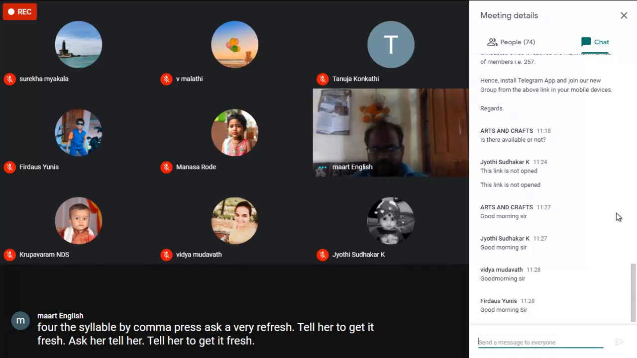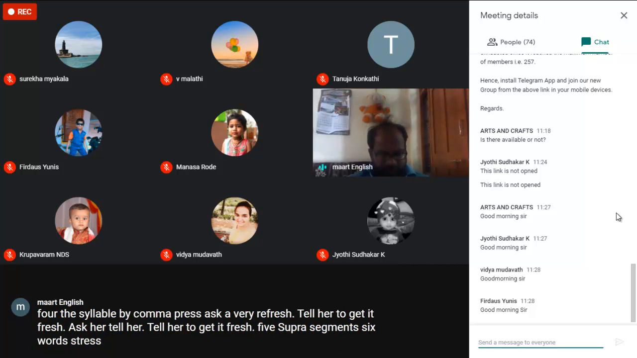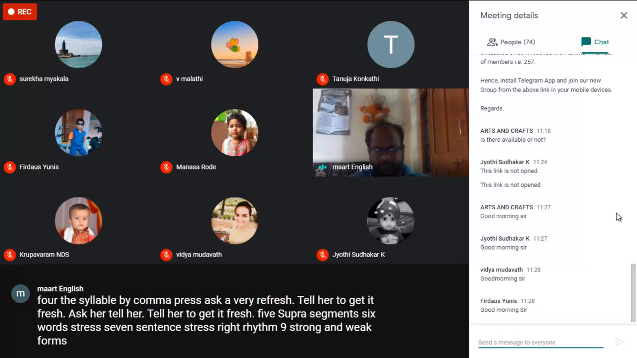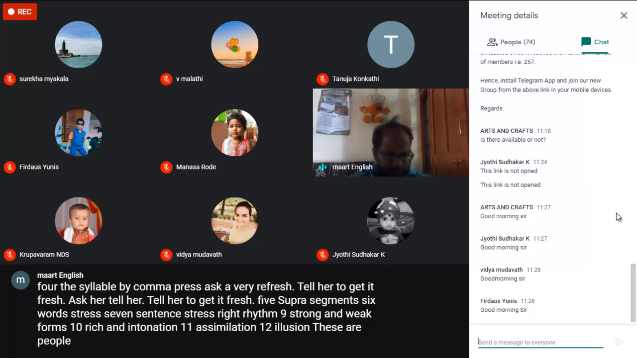5, suprasegmentals. 6, word stress. 7, sentence stress. 8, rhythm. 9, strong and weak forms. 10, pitch and intonation. 11, assimilation. 12, elision. These are 12 important concepts of phonology.